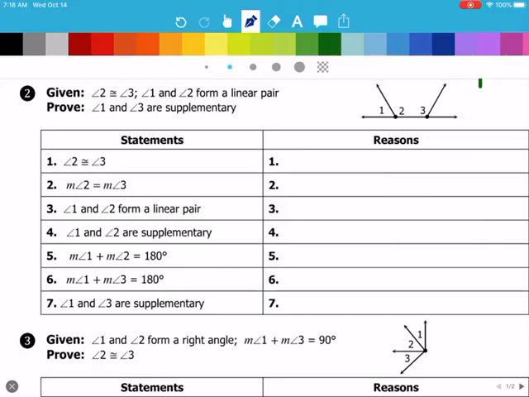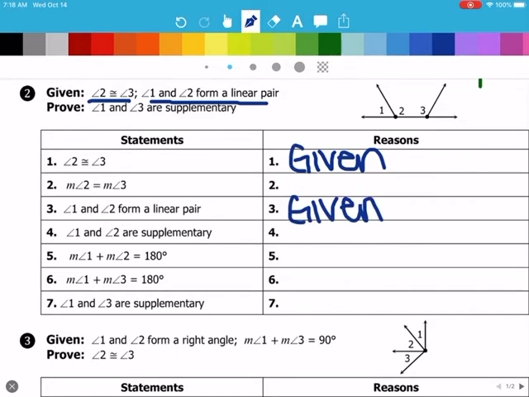Okay, so in this proof, notice we have a semicolon. So in this case, it looks like two givens. I have 2 is congruent to 3, and 1 and 2 are a linear pair. So I'm going to find those in the proof and already write given. So that's number 1 for sure. And it also looks like that is line 3. That's what I always do. I always look at how many givens I have and find where they are and fill those in. And I am 2 steps closer to finishing this proof.